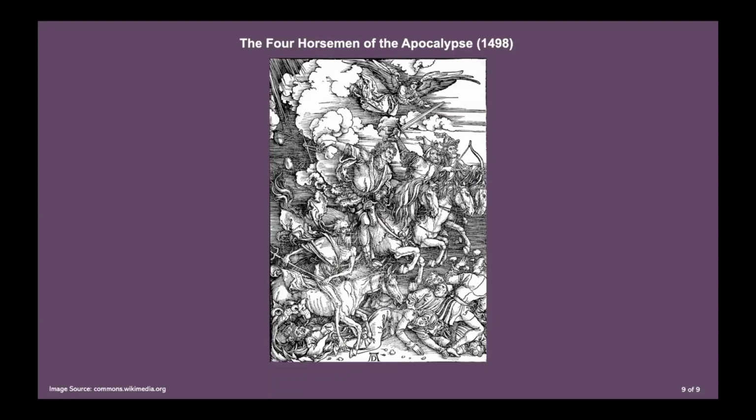So from left to right, we see death, famine, war, and plague on their horses, trampling on a group of helpless people. An angel oversees the scene with dramatic clouds and rays of light in the background. And Dürer dramatically captures the panic and chaos of the end of times by filling almost the entire page with painstaking detail.